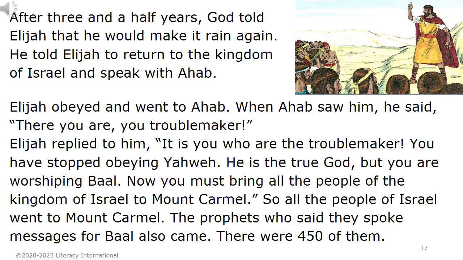After 3.5 years, God told Elijah that he would make it rain again. He told Elijah to return to the kingdom of Israel and speak with Ahab. Elijah obeyed and went to Ahab. When Ahab saw him, he said, "There you are, you troublemaker." Elijah replied to him, "It is you who are the troublemaker. You have stopped obeying Yahweh. He is the true God, but you are worshiping Baal. Now you must bring all the people of the kingdom of Israel to Mount Carmel."